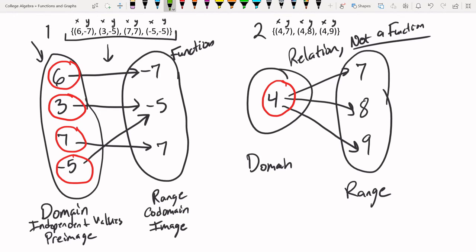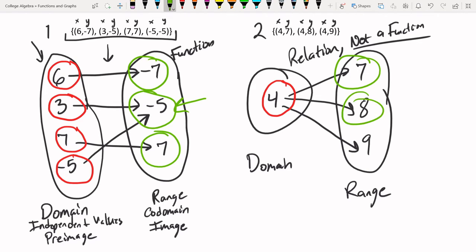It does not matter how many lines are coming into the range values, right? There's 2 here, but that's fine. Each one of these is only 1, but it doesn't matter. The red side is the only one that matters. There are other things in mathematics that matter for the green side, specifically one thing called one-to-one, and also onto is another thing, but that's not in the scope of this video.